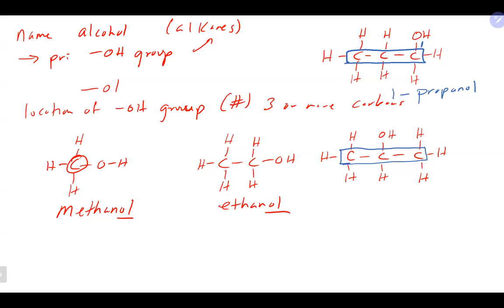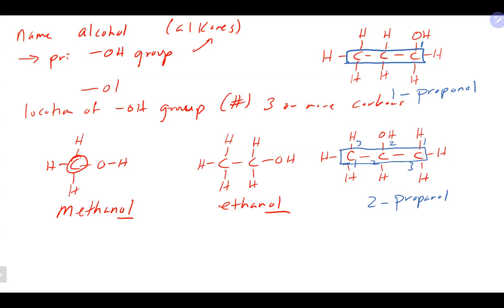It would be 2-propanol. It still has 3 carbons and the OH group, which makes it propanol. But the OH is at carbon 1 and 2, and it doesn't matter which way you go, they both end up there basically at 2. So this is 2-propanol, which, as I think I might have mentioned earlier, is also known as isopropyl alcohol and also known as rubbing alcohol.